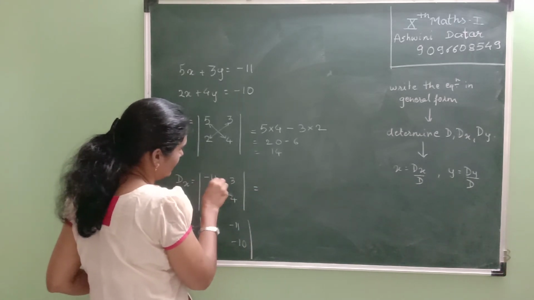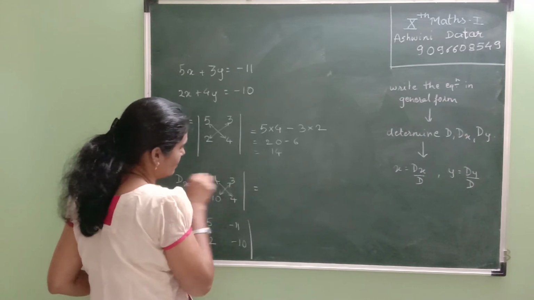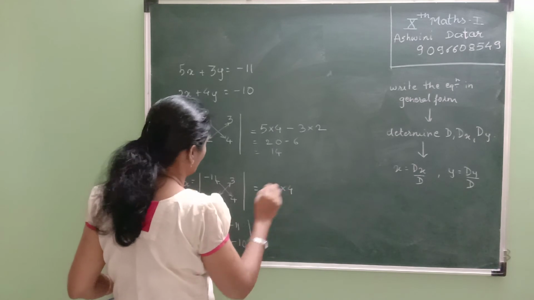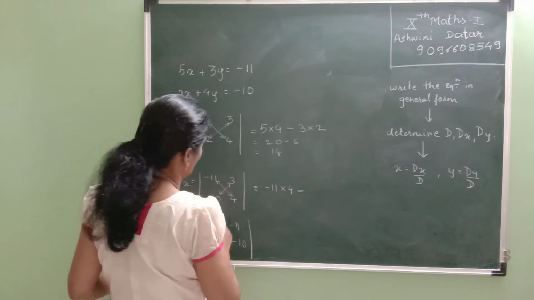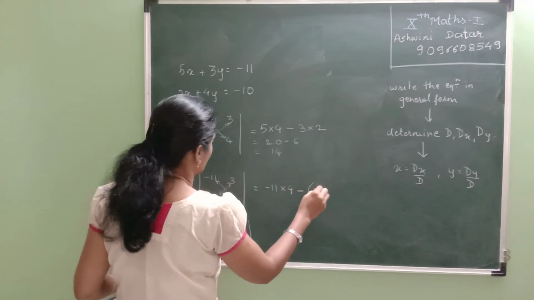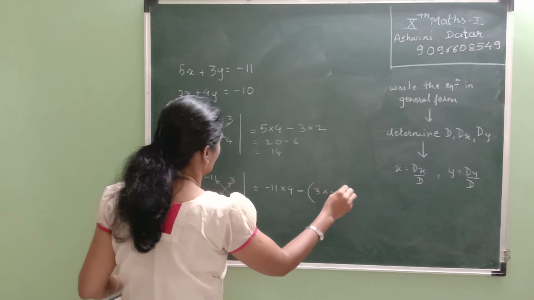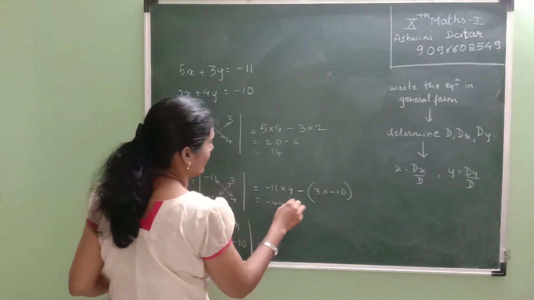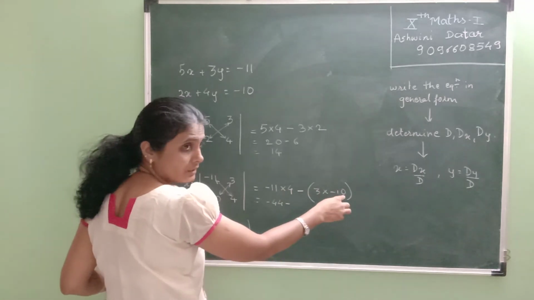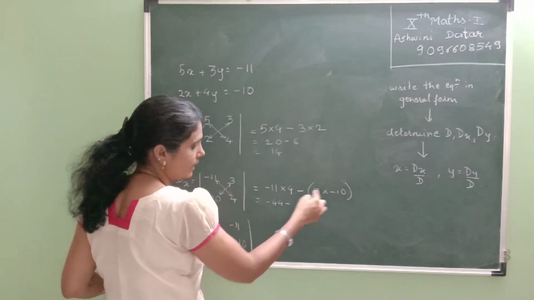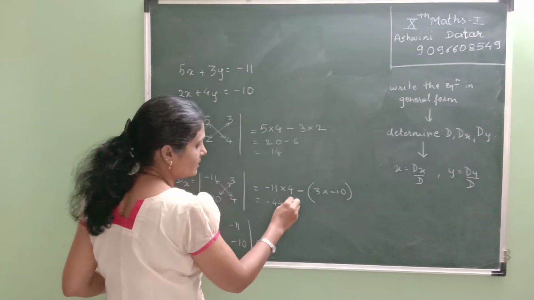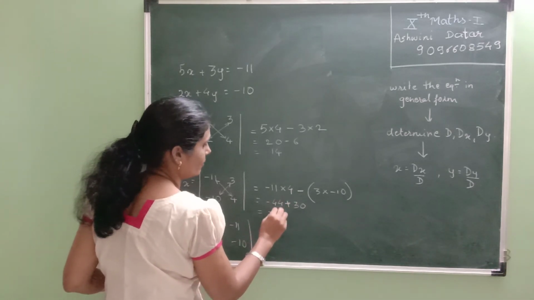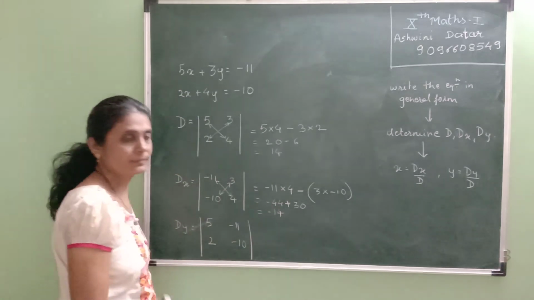Again multiply these two terms minus these two terms. So minus 11 into 4 minus 3 into minus 10. So this is minus 44 minus, now this bracket gives me minus 30. Minus into minus becomes plus, so plus 30. This is equal to minus 14.